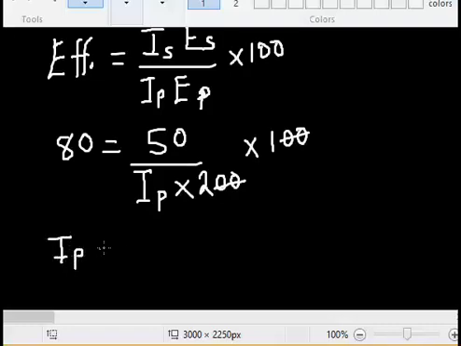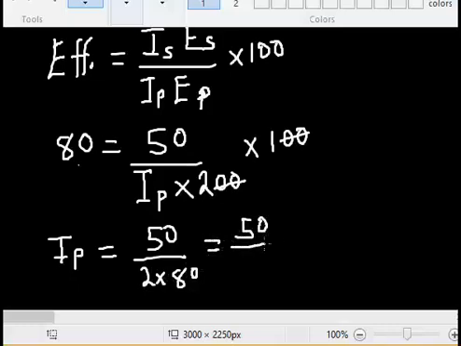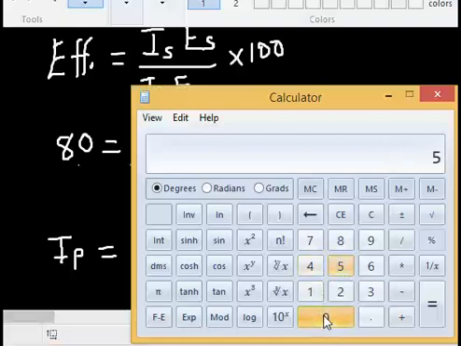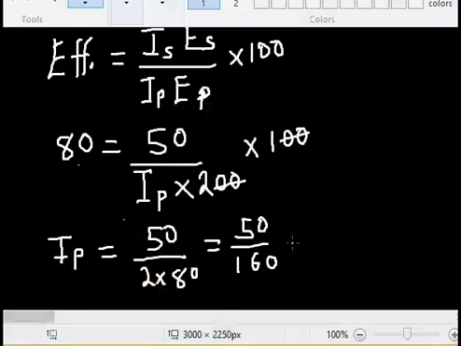To make IP the subject, IP is going to be equal to 50 divided by 80 times 2, that's going to be 50 all over 160 if I'm not mistaken. So 50 divided by 160 is approximately 0.3 ampere. Alright, so I hope that is well understood.